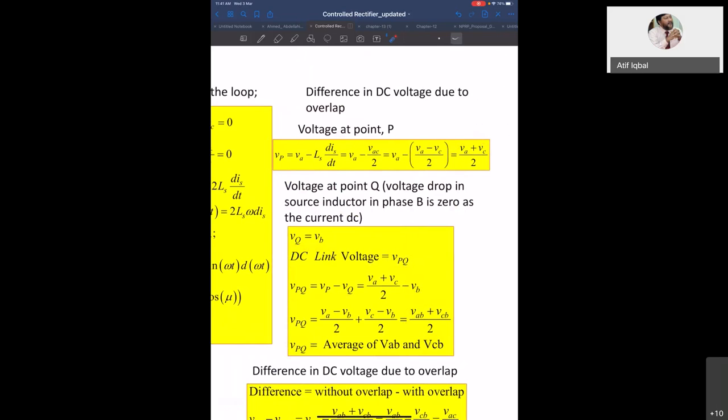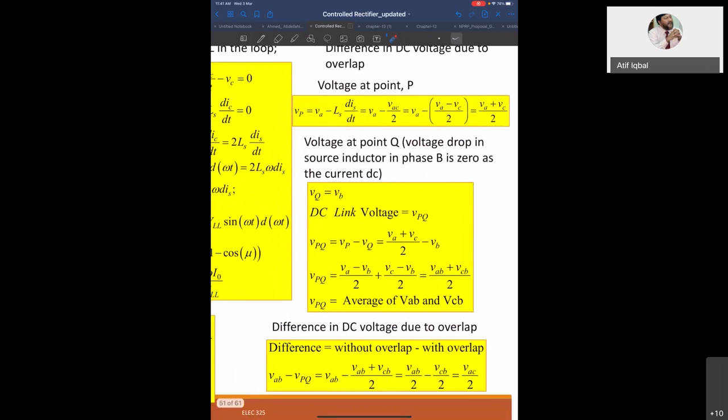Okay. So what is the difference? Without overlap, it was VAB. But with overlap, it is (VAB plus VCB) by 2. So what is the drop? How much is the drop? Drop is VAC by 2. That is the amount the voltage is dropped. VAB minus this voltage drop, so you get VAC by 2.